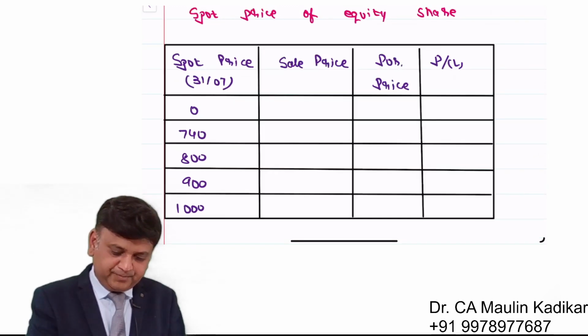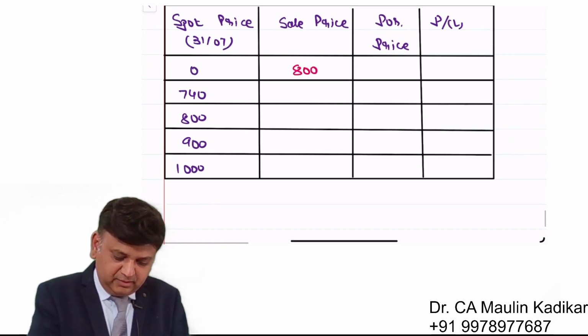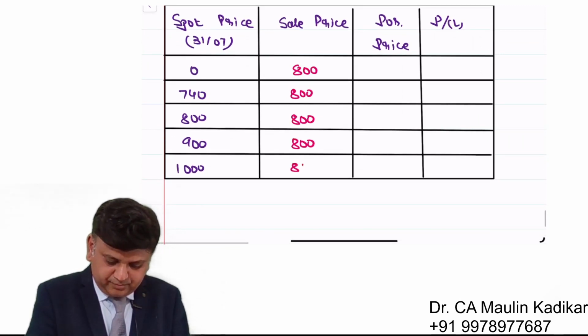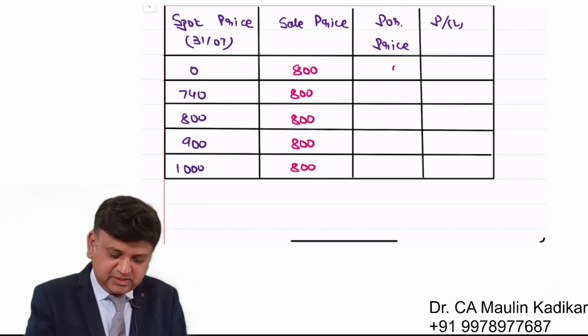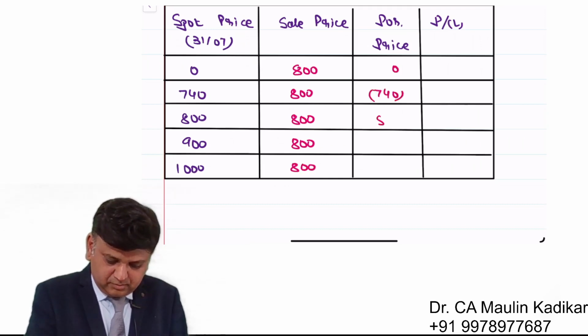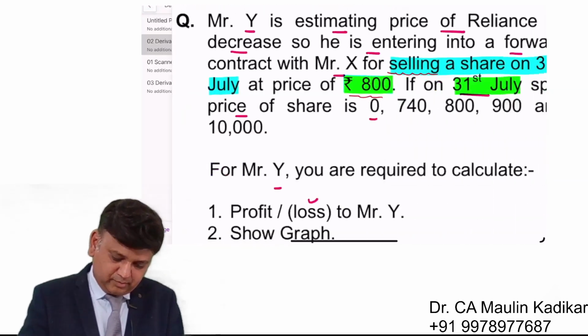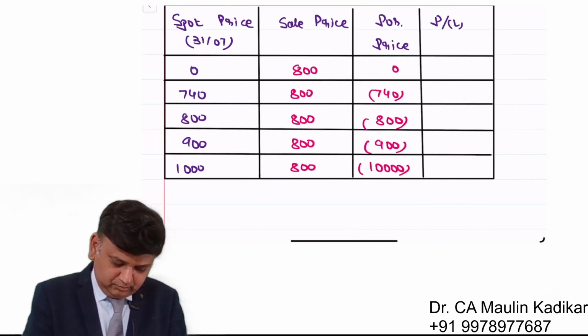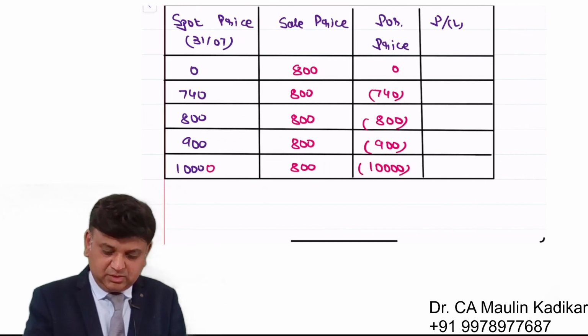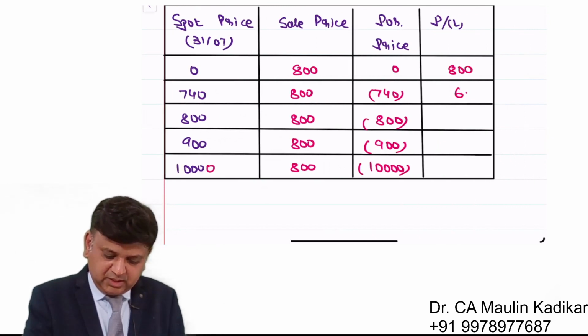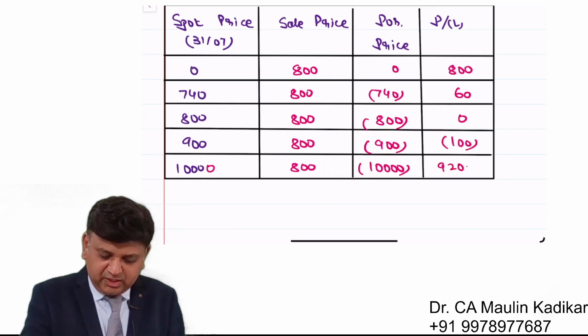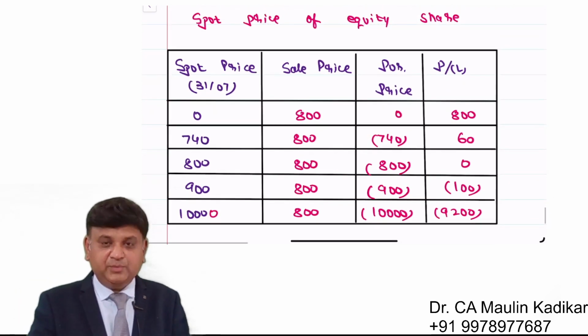So friends, what will happen? 800 rupees is the price at which you are going to sell, and you are going to purchase the security at the spot price. So we will have the profit or loss: it is 800, 60, 0, 100 negative, and over here 9200 negative. That is the way we will have the profit or loss.